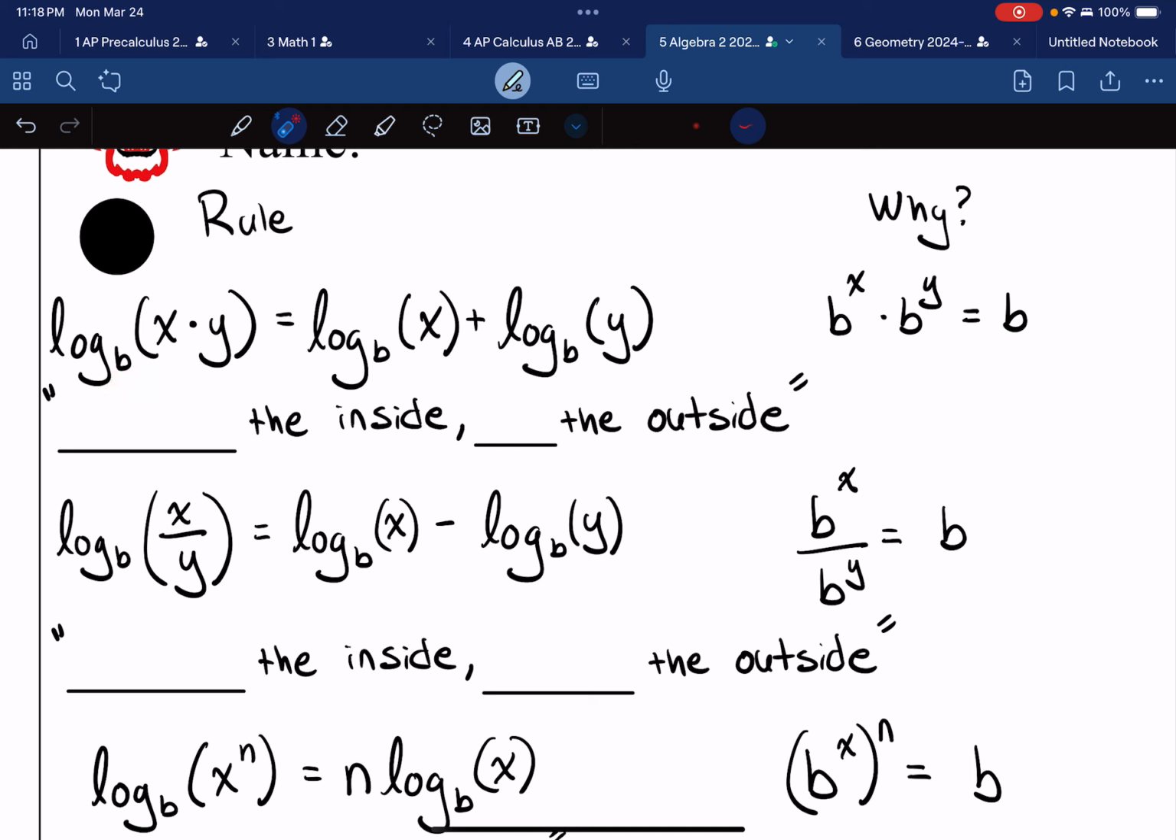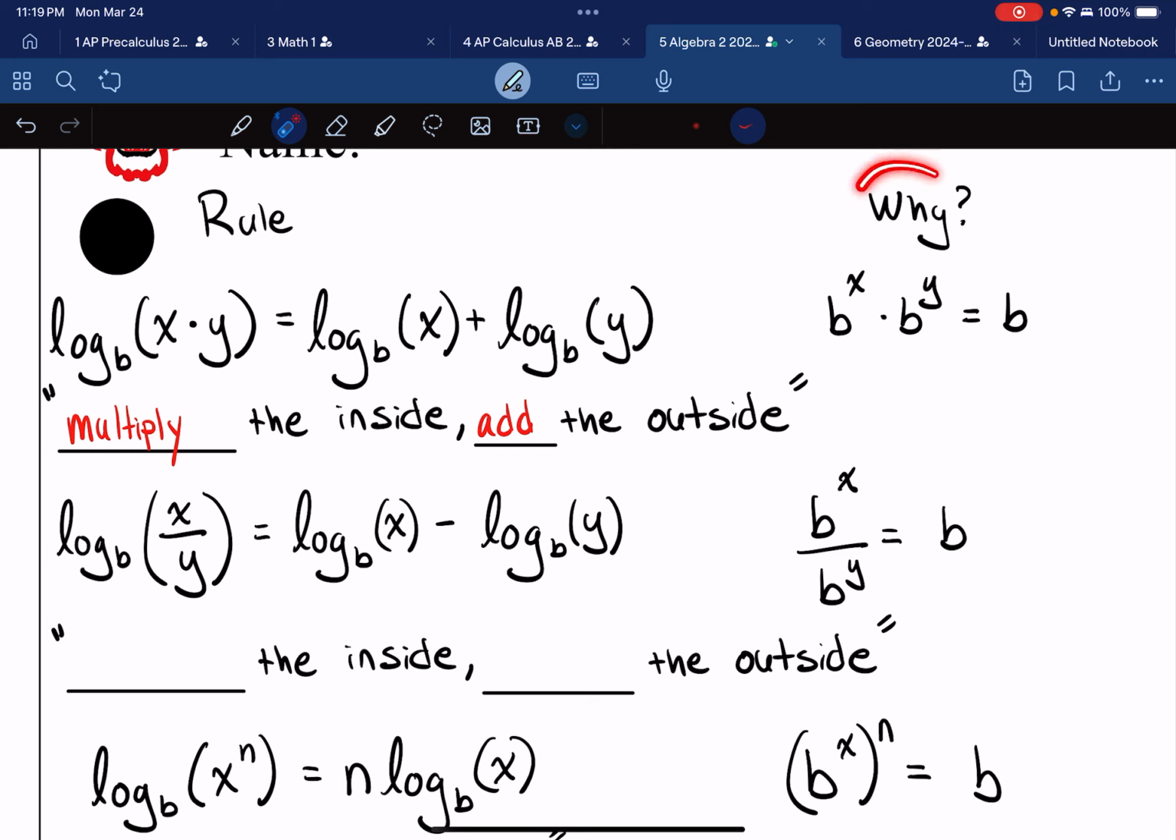So if I multiply the insides, x is being multiplied by y, that's the same thing as taking x and y into separate logarithms and I add the outsides. So there's the rule in algebra, but in words, I would say that if I multiply the inside, then I would add the outside. And that's not necessarily a super formal rule, but it's the one that I want you to memorize.